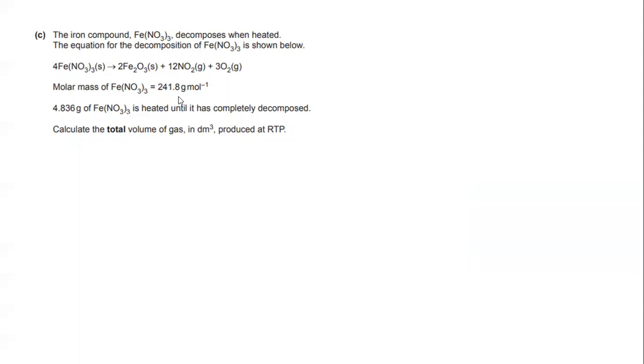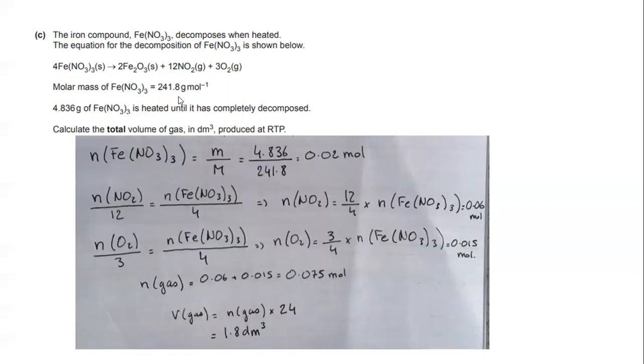First, you're going to calculate the number of moles of iron nitrate you start with by doing the mass divided by the molar mass. Then you know that 4 iron nitrate makes 12 NO2 and 3 O2. That's the only thing we need to consider because we're looking for the volume of gas. So make sure you include the NO2 and the O2. We did find 0.02 mole for iron nitrate.